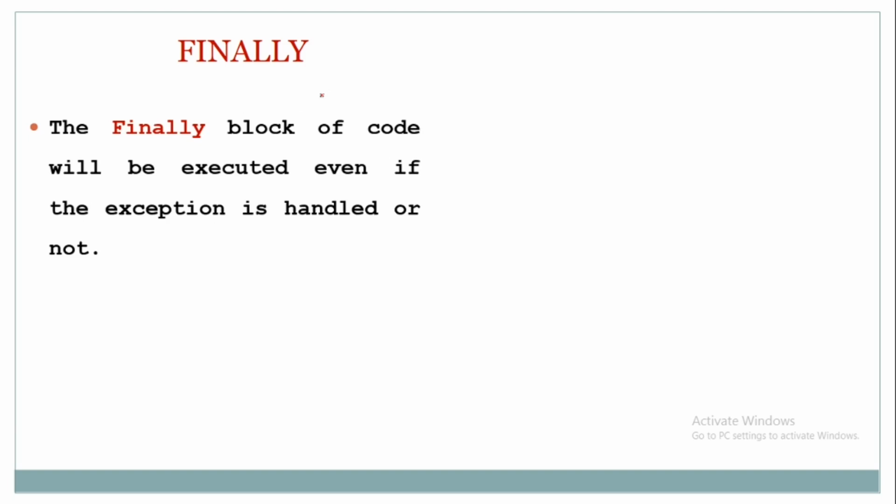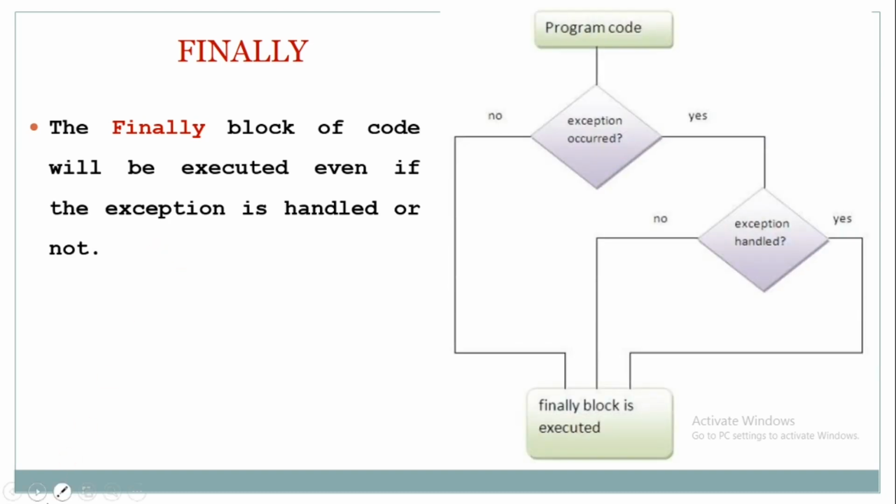Now let us understand about finally. What does finally do? The finally block of code will be executed whether the exception is handled or not. Whether the exception occurred or not, the finally block of code will be executed, as you can see over here in the program code. If the exception has not occurred, the finally block of code will be executed.